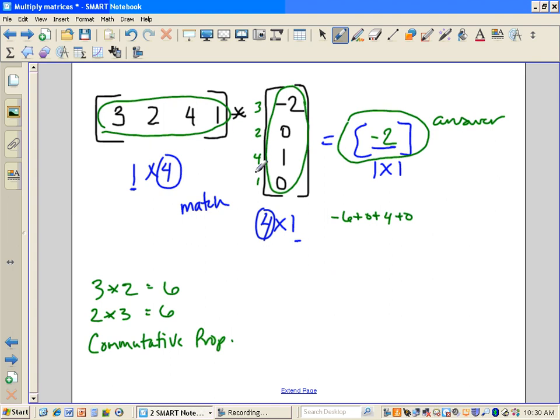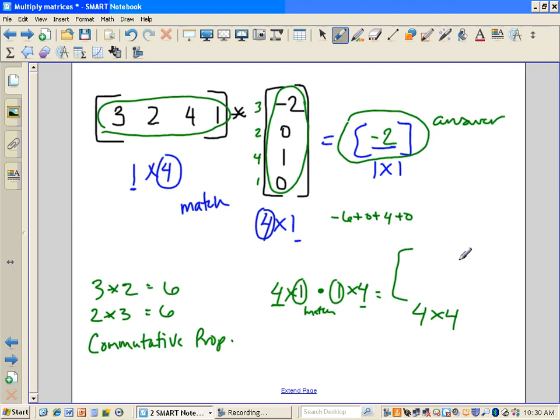If you look at this example here, we had a 1 by 4 matrix times a 4 by 1 matrix. Well, what if we switch the order? What if we put this one first? We have a 4 by 1 matrix times a 1 by 4 matrix. Well, we can still multiply them because the inner dimensions still match. But look at our answer matrix. Our answer is going to be a 4 by 4 matrix.